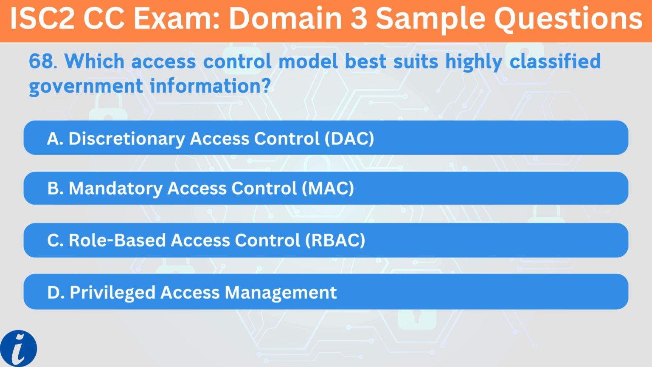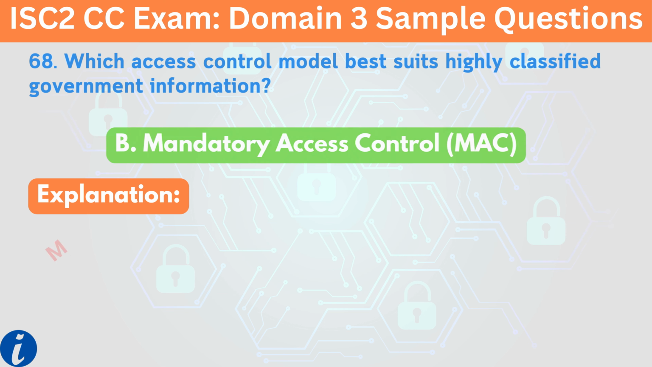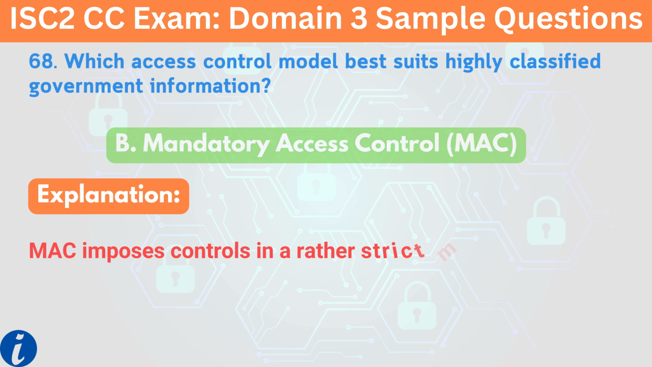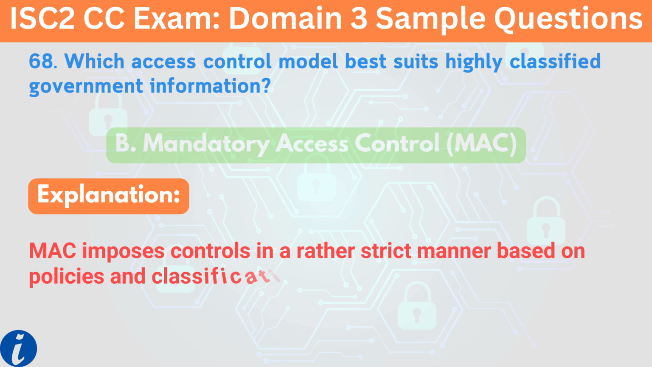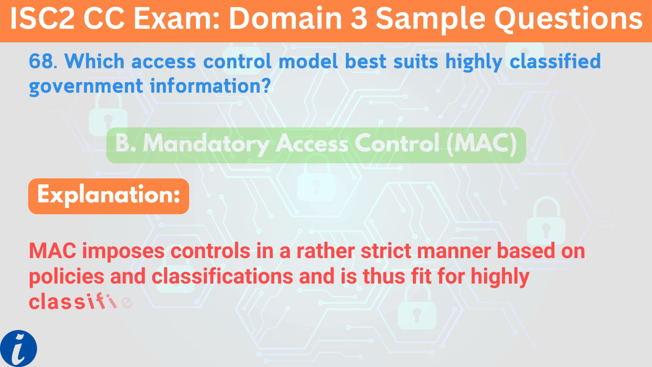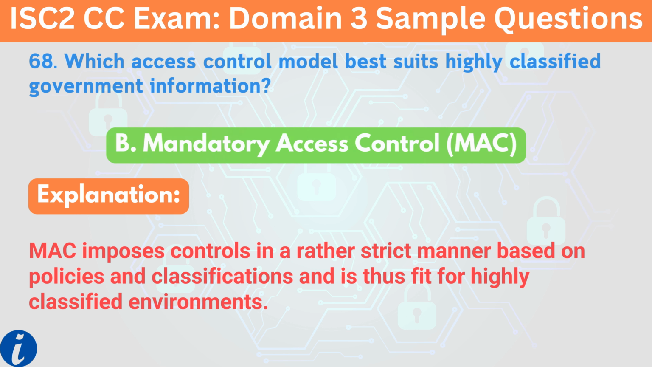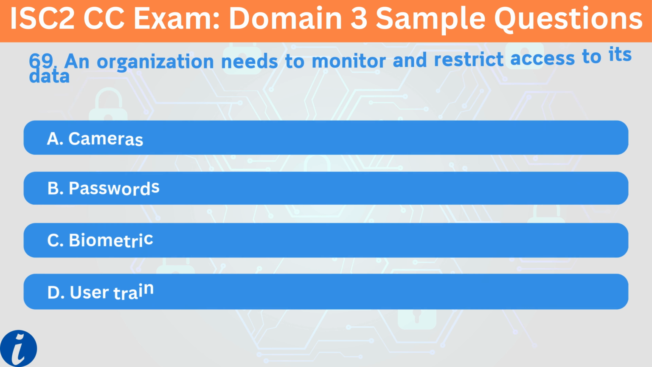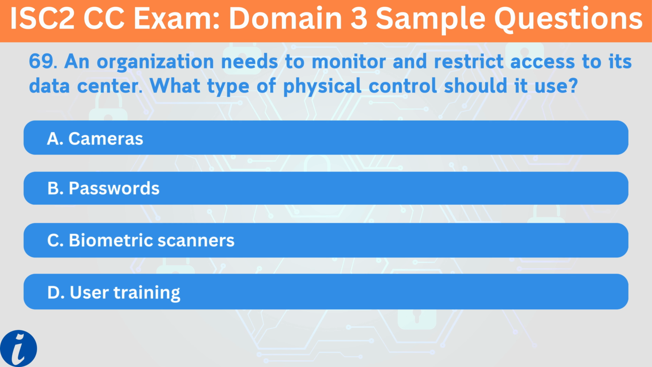68. Which access control model best suits highly classified government information? A. Discretionary access control, DAC. B. Mandatory access control, MAC. C. Role-based access control, RBAC. D. Privileged access management. The correct answer is B. Mandatory access control, MAC. Explanation: MAC imposes controls in a rather strict manner based on policies and classifications, and is thus fit for highly classified environments.